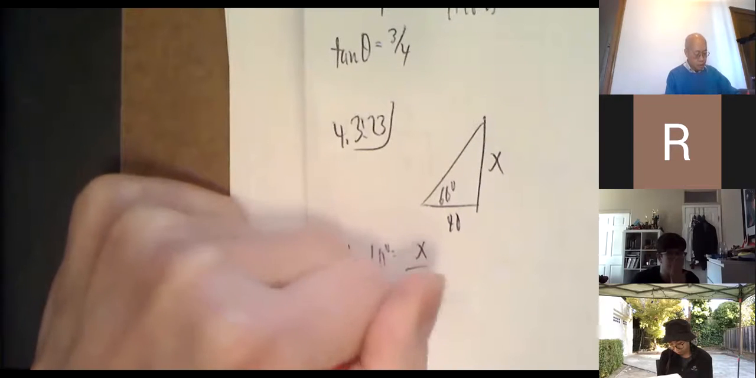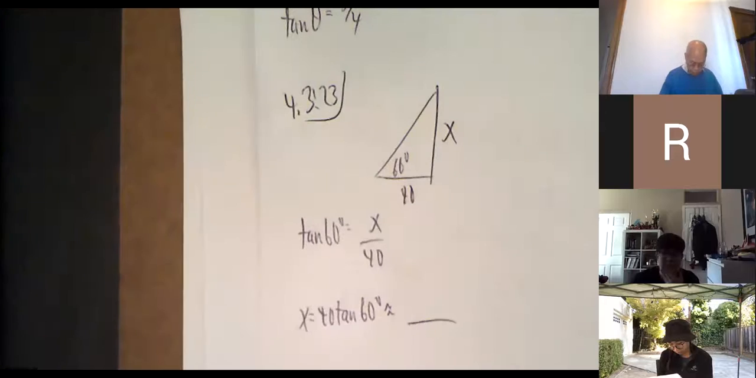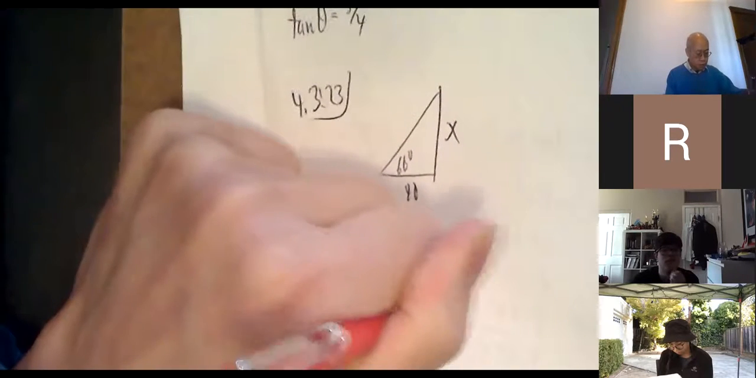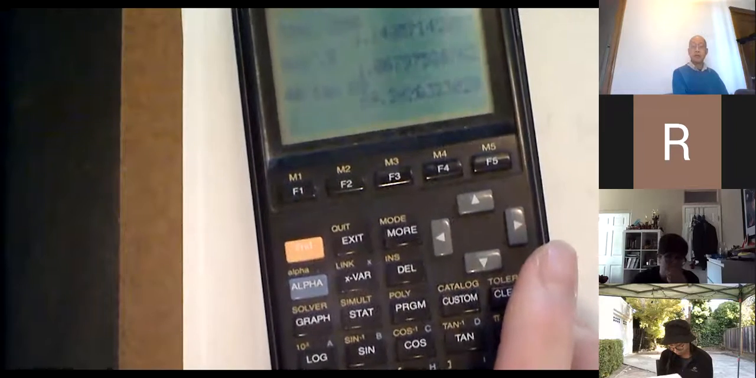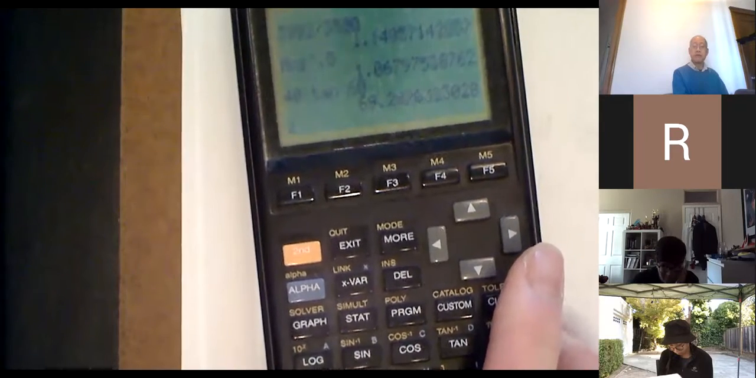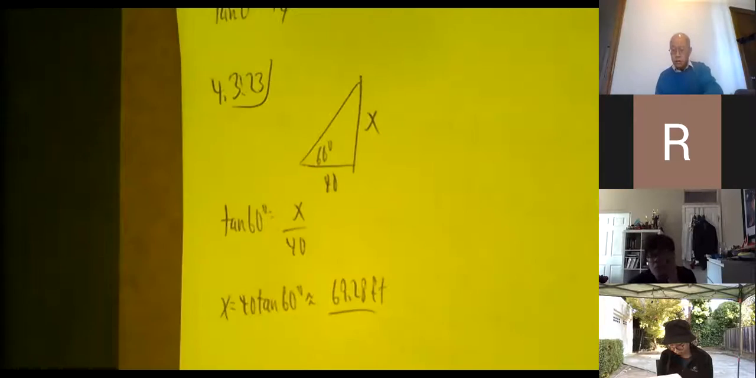x is 40 tangent 60 degrees, which is approximately so many feet. Are we doing feet? Yes. So 40 tangent 60, 69.28. Sorry if you can't see it, but you can do it yourself. Okay, so knock that one off.